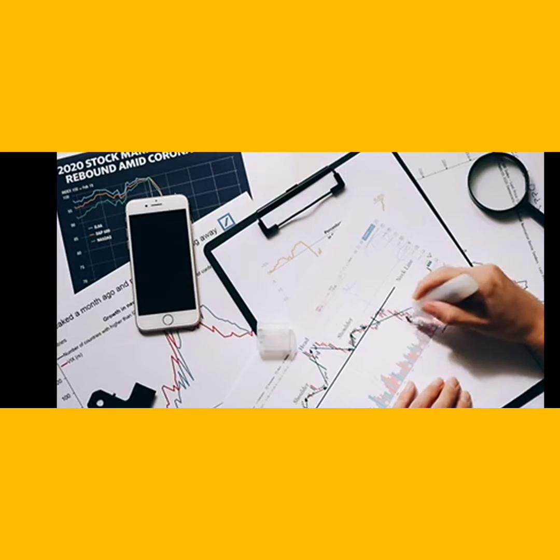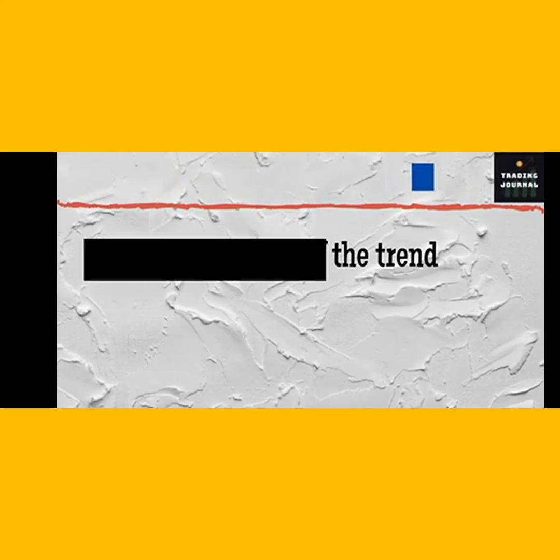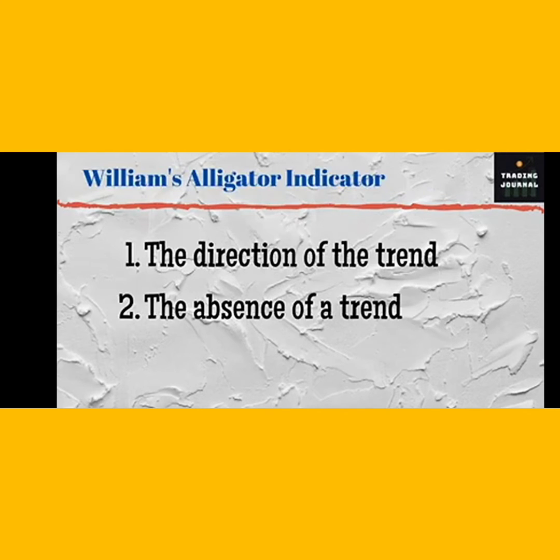Now, before I dive into strategies, let's summarize what we know about this indicator. The alligator indicator shows us 3 things about the market. First, it shows us the direction of the trend. If the slopes of the 3 lines are positive, it means that there is a positive trend. Second, it shows us the absence of a trend. If 3 lines are close to each other, and if they cross each other a lot, it means that there isn't a trend in the markets, and the market is not volatile.